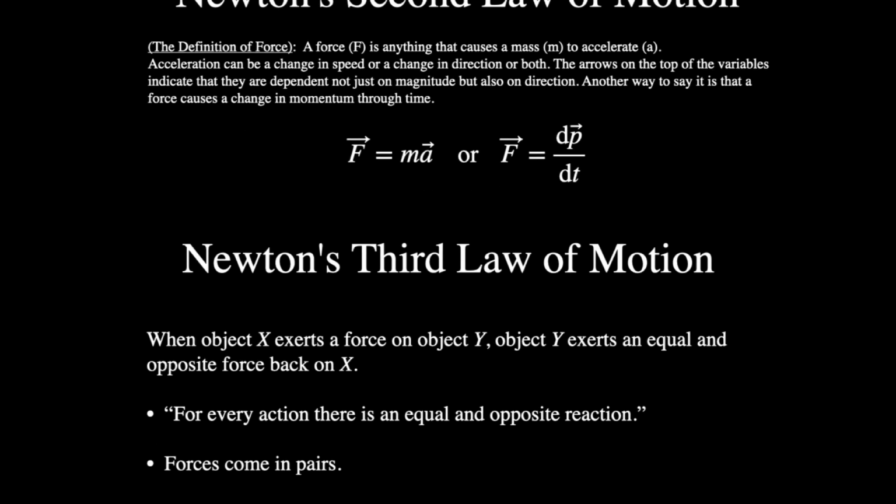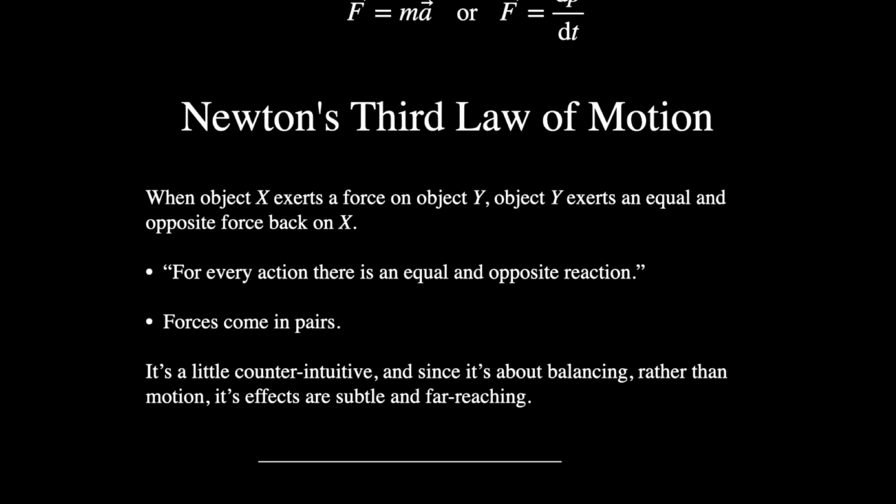So, the third law of motion by Newton is that any object that exerts a force on another object, that other object exerts an equal and opposite force back on it. So for every action, there's an equal and opposite reaction, and all forces come in pairs. This is very important. All true forces, all actual forces come in pairs. And so that is an important thing to keep in mind, because forces are things that cause mass to move.